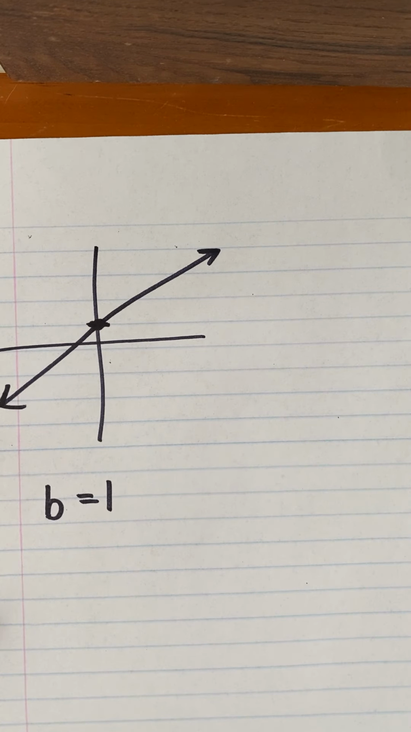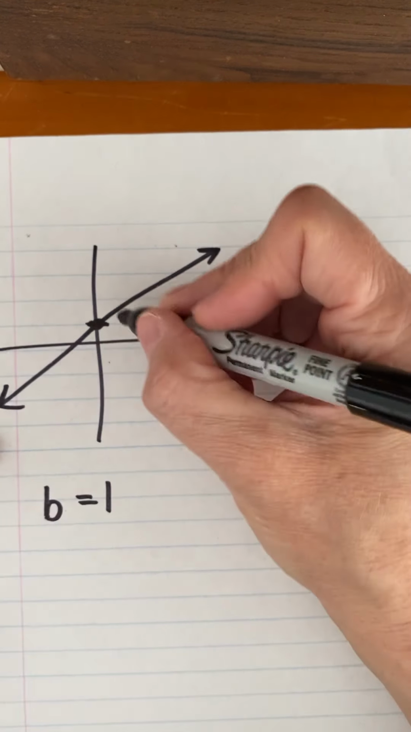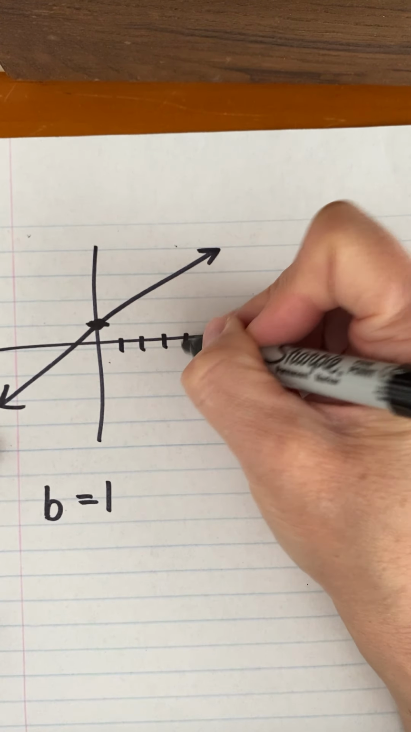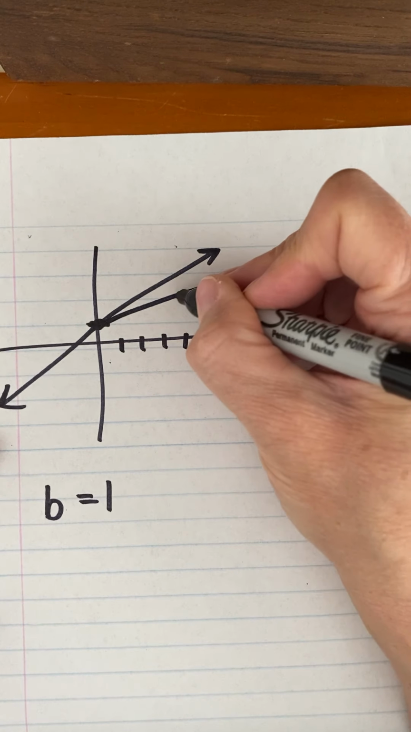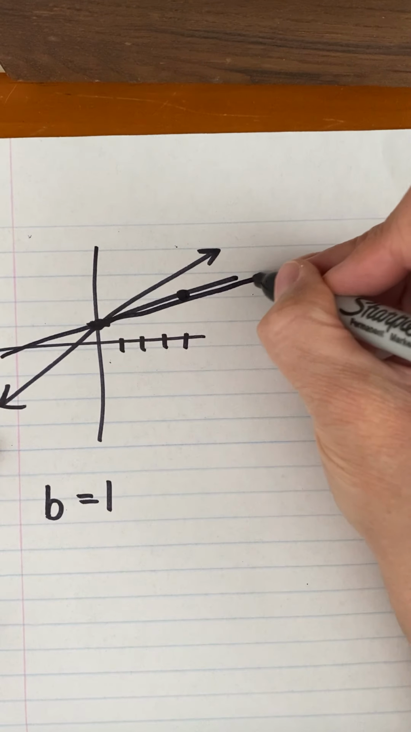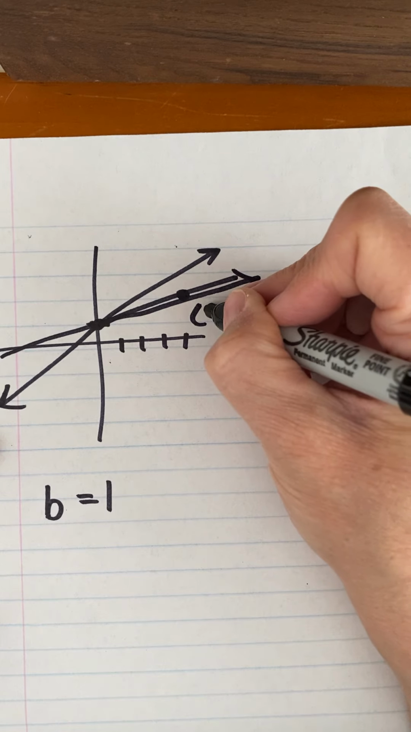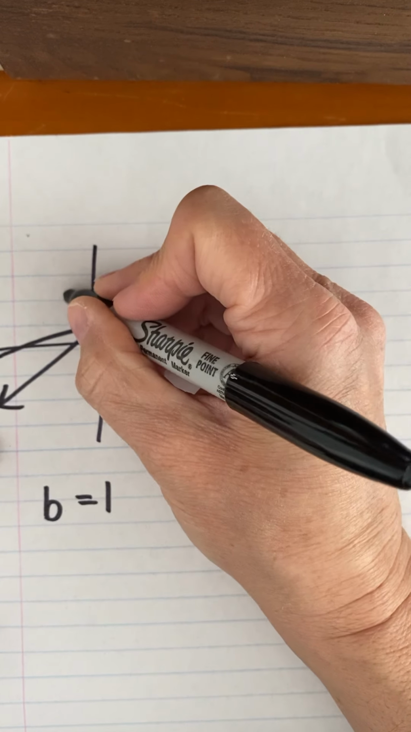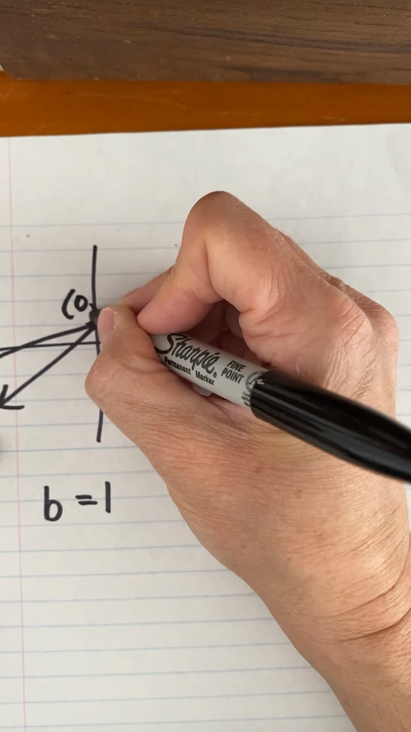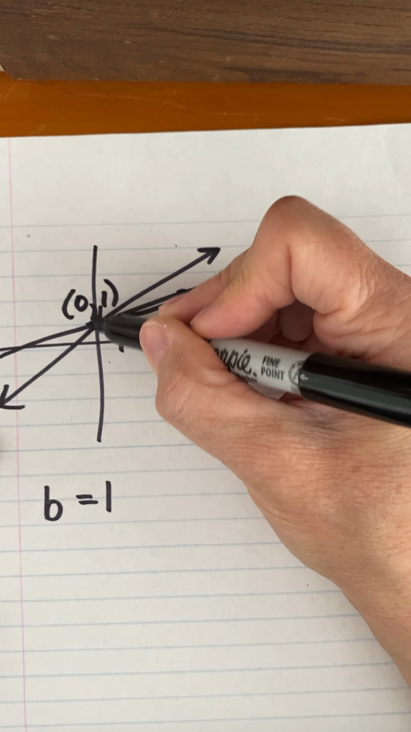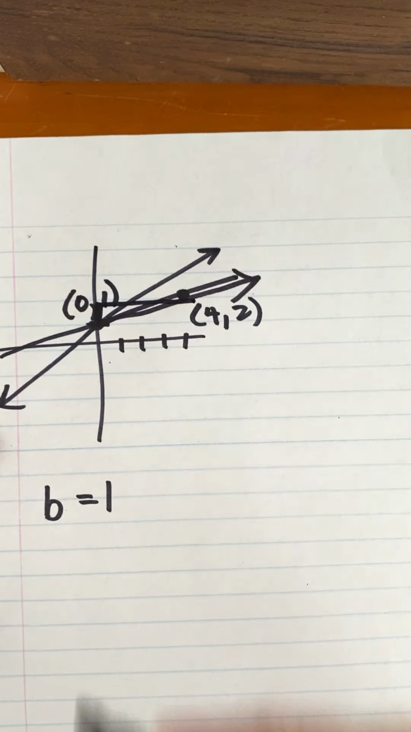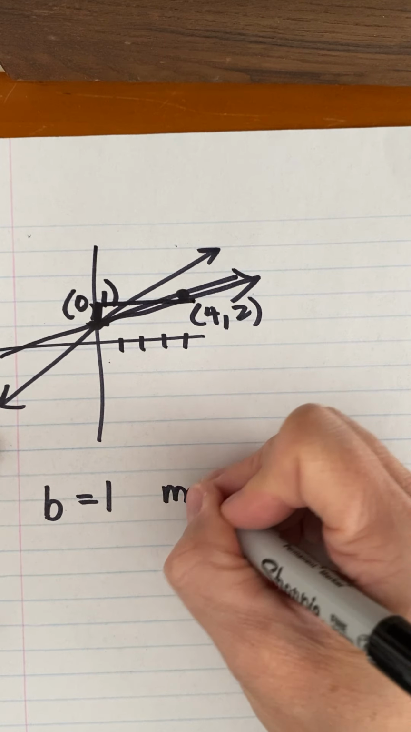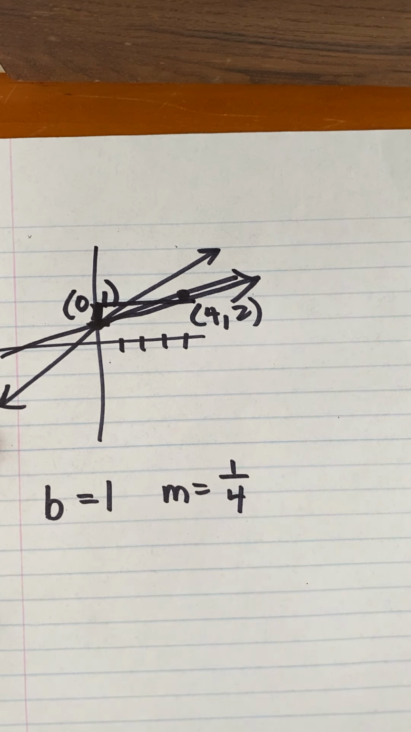Now, how do I find the slope? Well, I find the slope by counting, okay? I kind of drew this picture wrong. Let's pretend it's more like this. And this point is (4, 2), and this point is (0, 1). So I go up 1 and over 4. So if I go up 1 and over 4, my slope is 1/4.